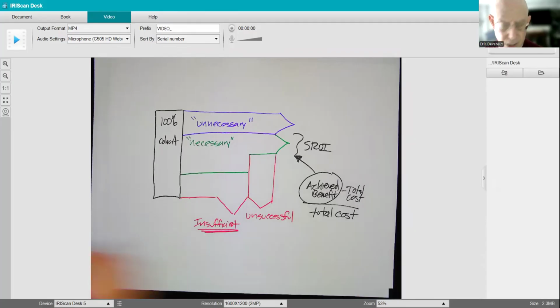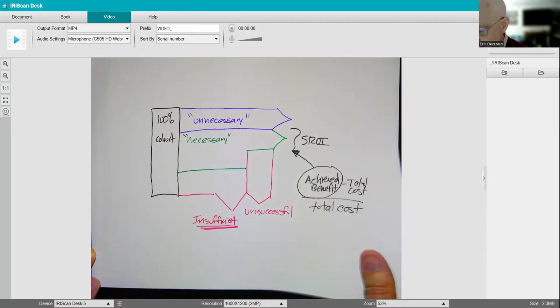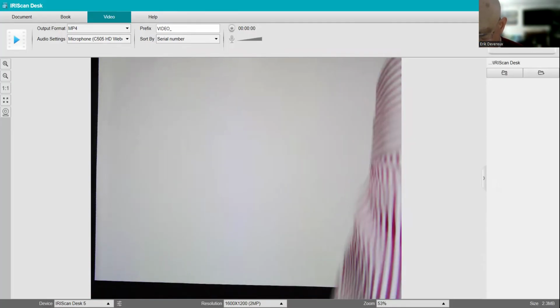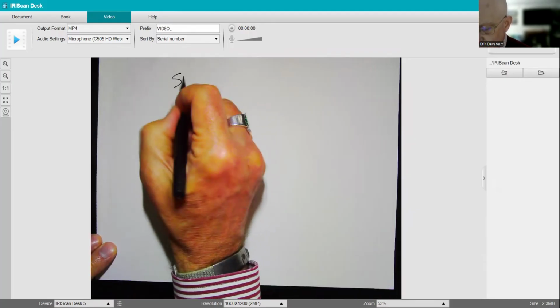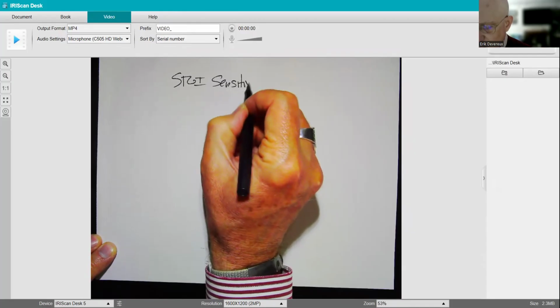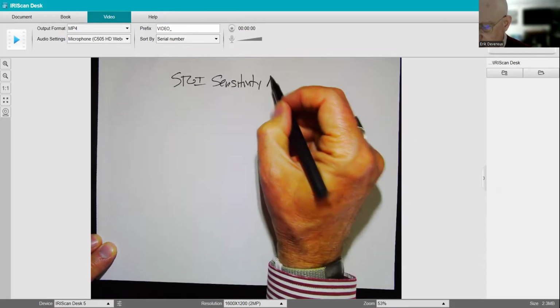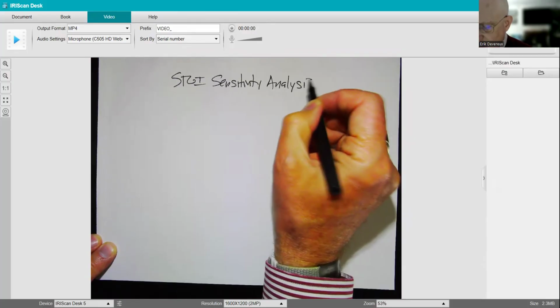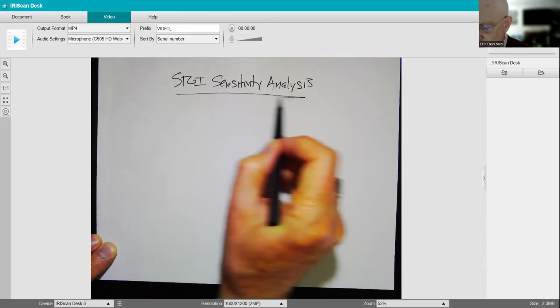The last thing I'm going to talk about today, and you can look at examples in the book, which goes into great detail, is sensitivity analysis. SROI sensitivity analysis is incredibly important to do because these numbers are squishy. Let's be very clear right up front. These numbers are always a little squishy.